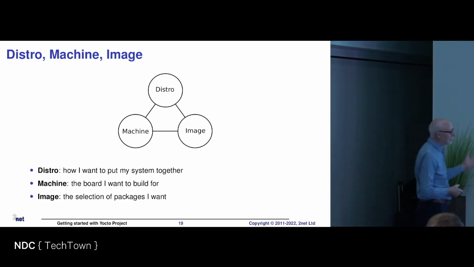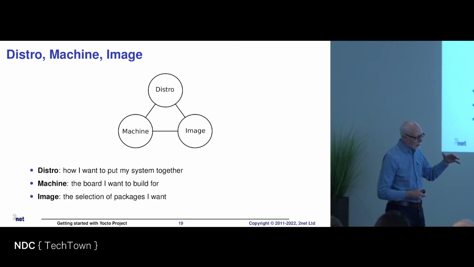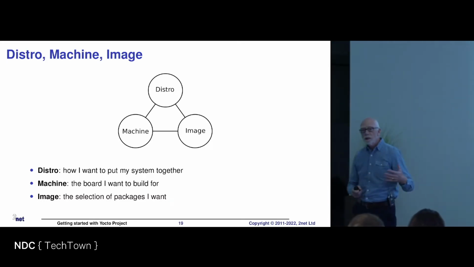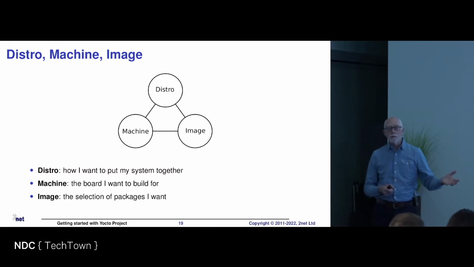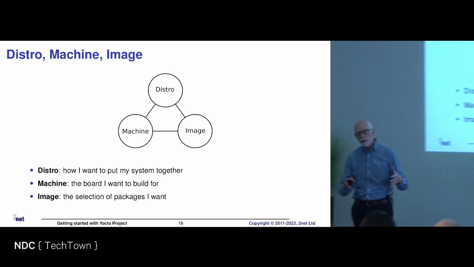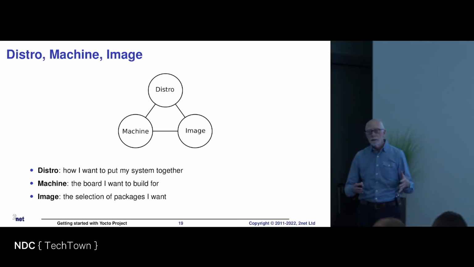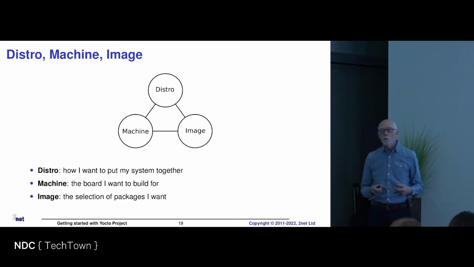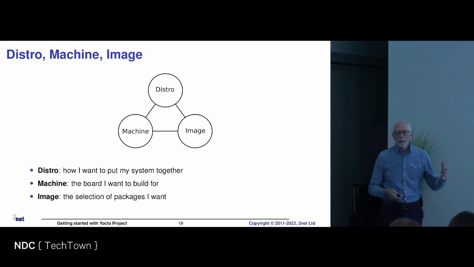Then machine, this is a pointer to the board you're going to build for. So machine is going to be Raspberry Pi or BeagleBone or any other of the machines that are supported. So that's the hardware. And then image is really just a list of packages that I want to build. So it's the list of all the things I want installed into my image, and therefore will be available to me at runtime.